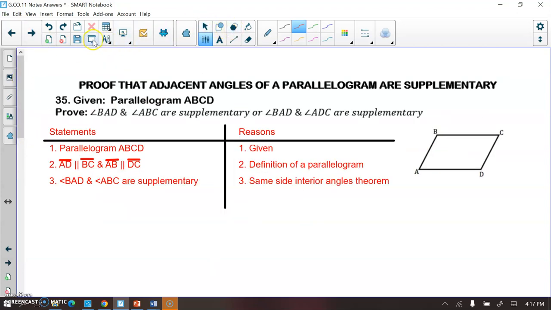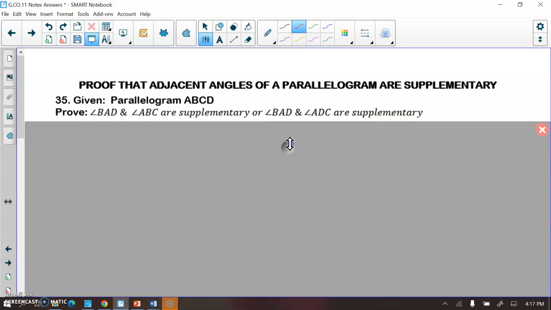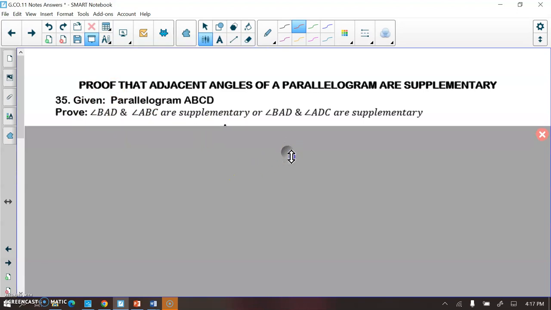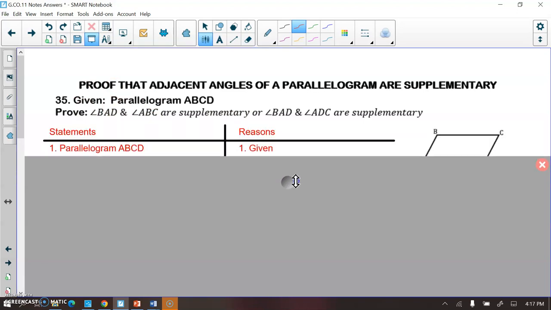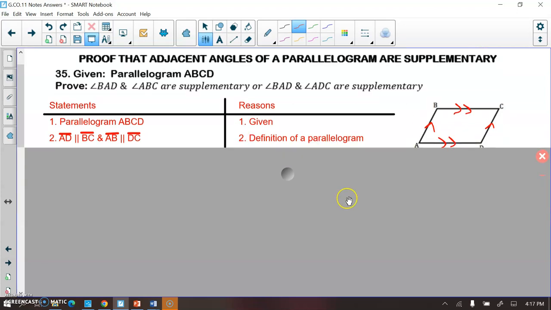We are now going to prove that the adjacent angles of a parallelogram are supplementary. This is a pretty simple proof, especially since we know that we have parallelogram ABCD. If you have parallelogram ABCD, you know that opposite sides are parallel by the definition of a parallelogram. So I can say AB and CD are parallel. I can say BC and AD are parallel. And that's just the definition of a parallelogram.